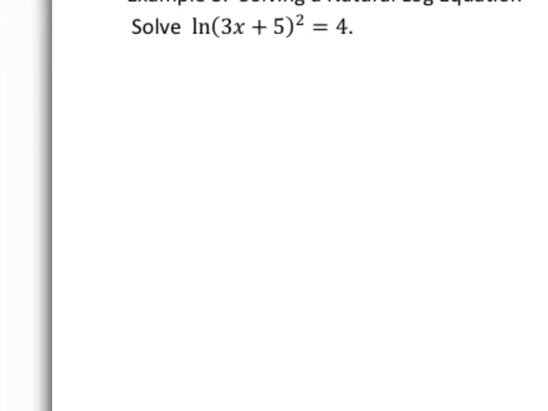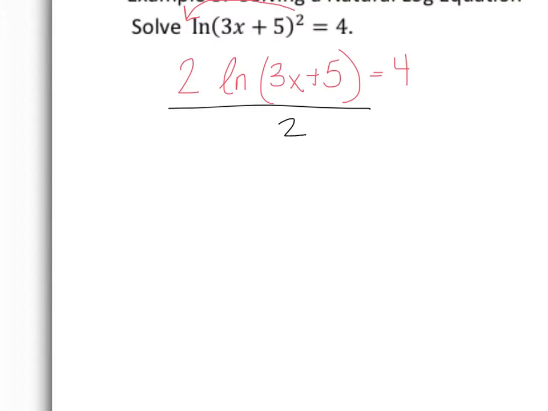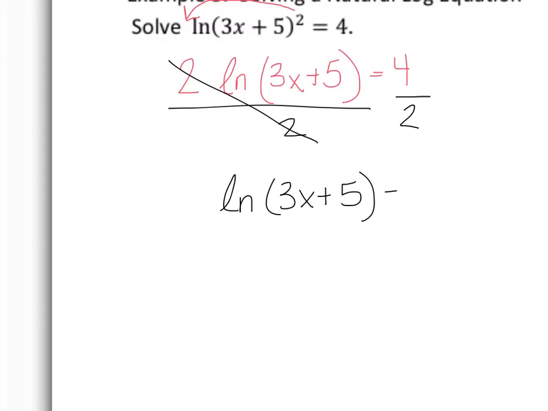The 2, and it comes to the front, right? So we get 2 natural log of 3x plus 5 equals 4. What can we do with the 2 now? Yes, divide by 2, divide by 2. Those cancel, so we get natural log of 3x plus 5 equals 2. So far, so good.